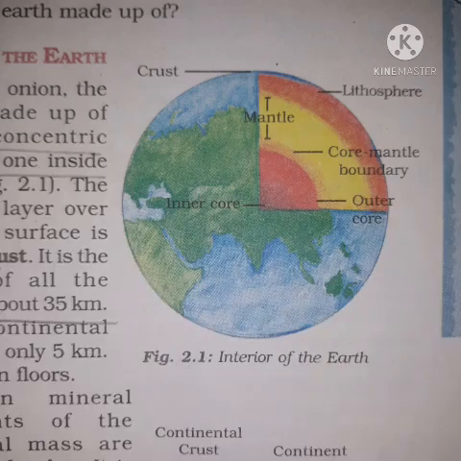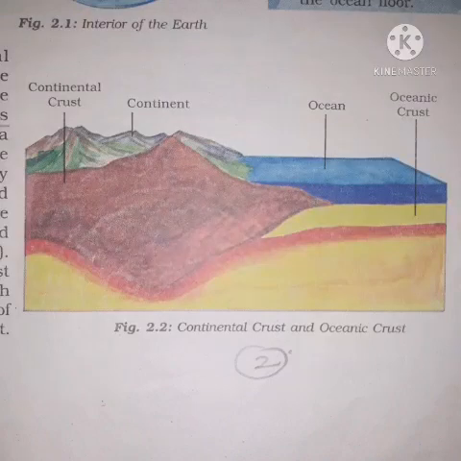Now let us come to the earth's crust first. So, the first layer, the outermost layer. It is the uppermost layer of the earth's surface. It is called the crust, and it is the thinnest of all the three layers. It is about 35 kilometers thick on the continental masses. Wherever land is there, the width of the crust is 35 kilometers, whereas on the ocean floors, the width of the crust is just 5 kilometers.